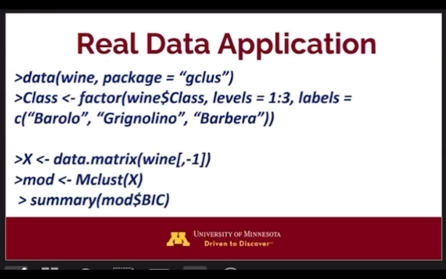I think, what was the data? Iris data, if you check. Okay. Now, the data: if you load that package, gclus, you're going to have access to the wine data. Now you see the class label, but you know what?